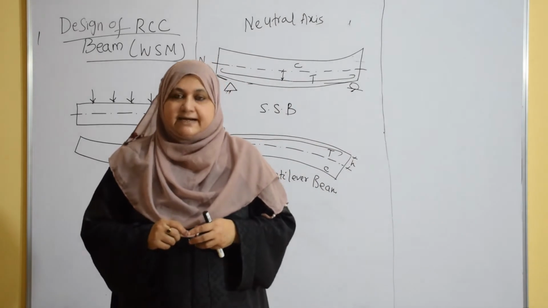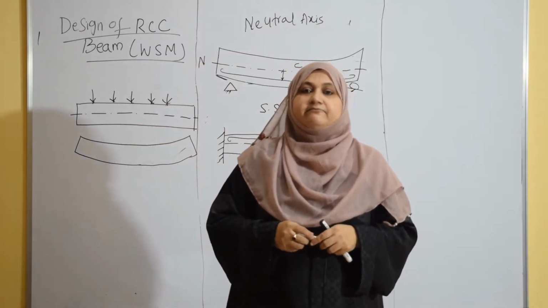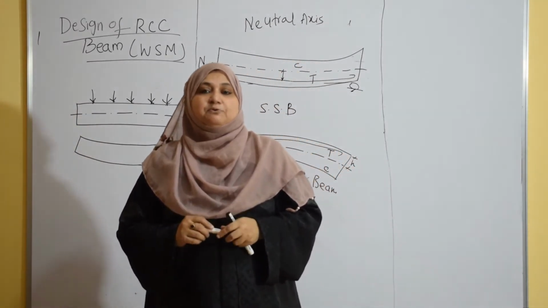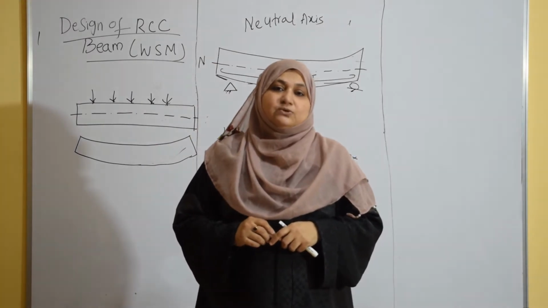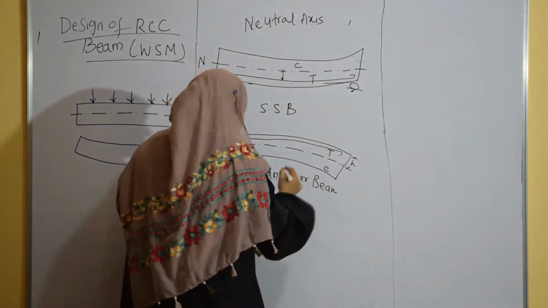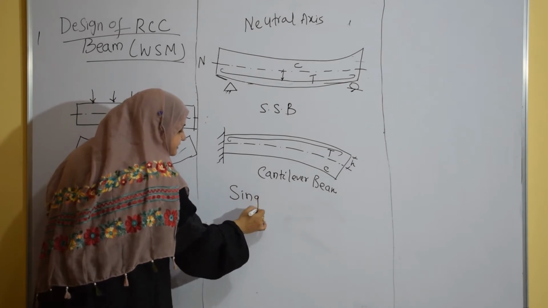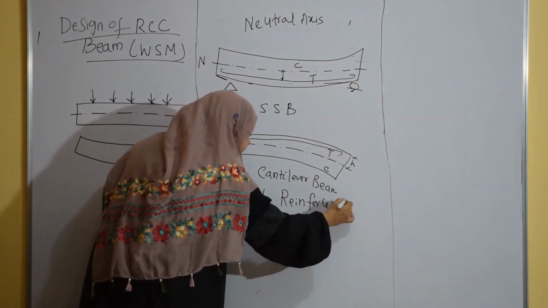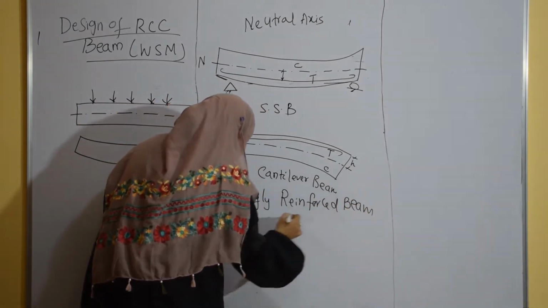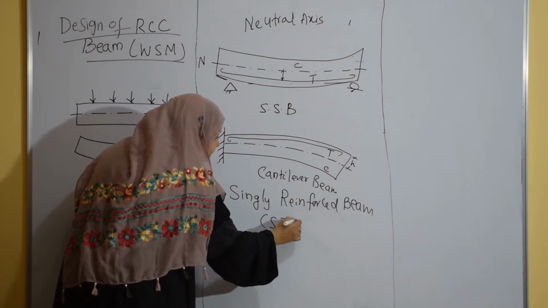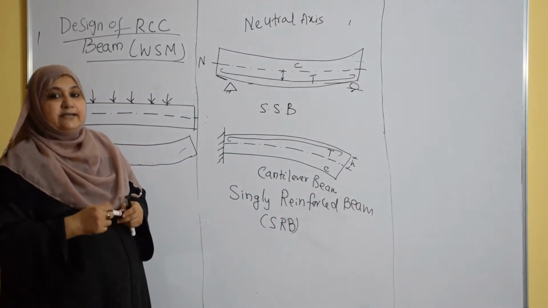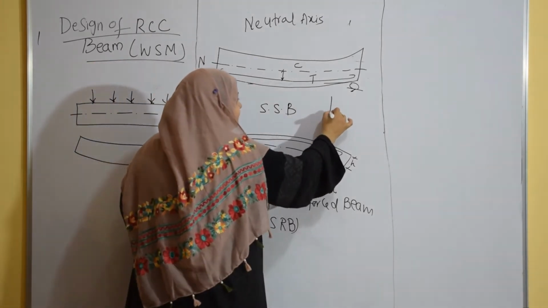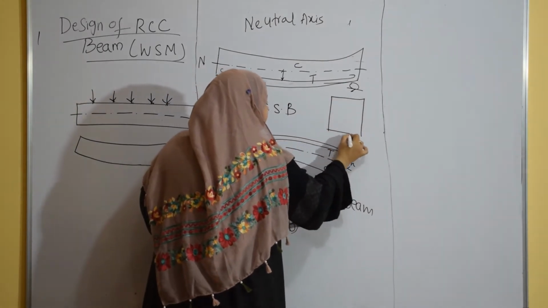So we are providing the steel in the tension zone, right? Whether it is cantilever or simply supported, we are going to provide steel only in the tension zone. Such beams where steel is provided only in the tension zone are referred to as singly reinforced beams. Such beams, in which steel is provided only in the tension zone, are called singly reinforced beams.